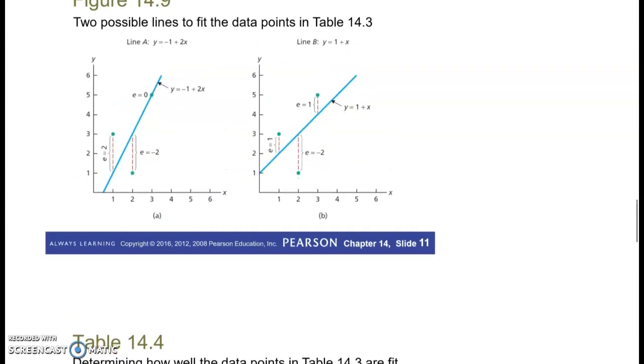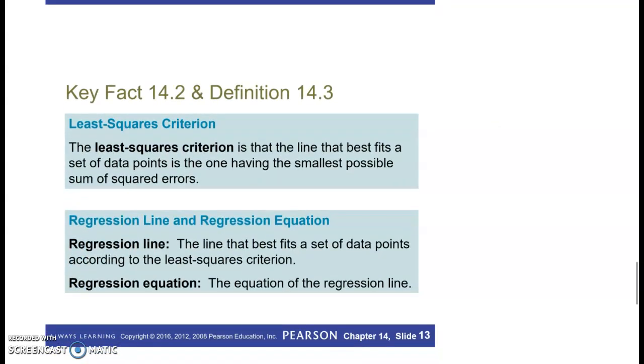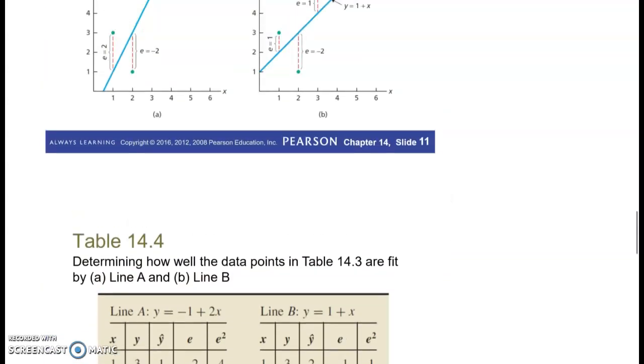To do that, we use what we call our least squares criterion. The least squares criterion is that the line that best fits a set of data is the one having the smallest possible sum of squared errors. Okay? So let's take a look at that.